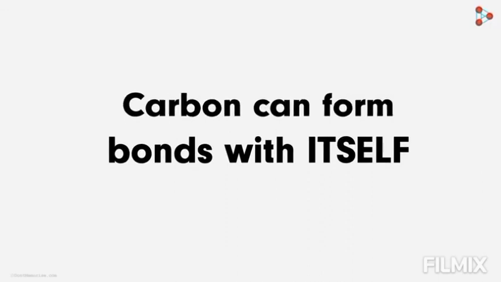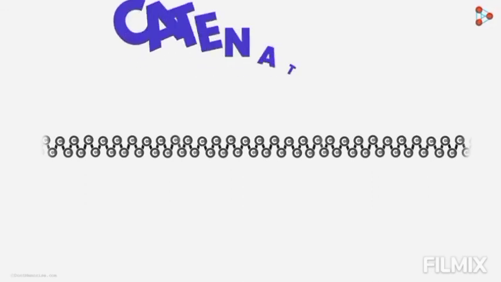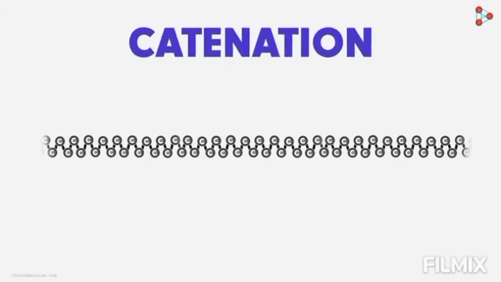Carbon can also form bonds with itself. It is a special nature of carbon. Carbon atoms together form long chains. They have the ability to form bonds with other atoms of carbon, giving rise to large molecules. This property is known as catenation. Catenation is the versatile nature of carbon, in which carbon has the unique ability to form bonds with other atoms of carbon, giving rise to large molecules.